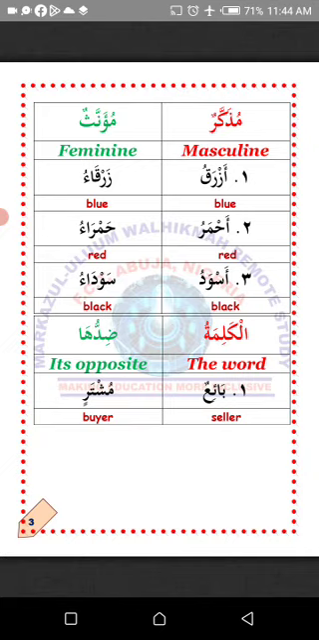ما شاء الله. So الكلمة, the word ضدها, its opposite. So واحد, number one, بايع, seller. What is the opposite of بايع? That is مشترٍ, buyer. Seller, buyer. لعلك فهمت. I hope you understand.